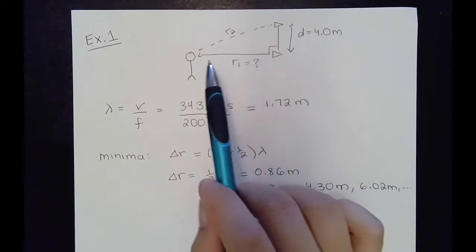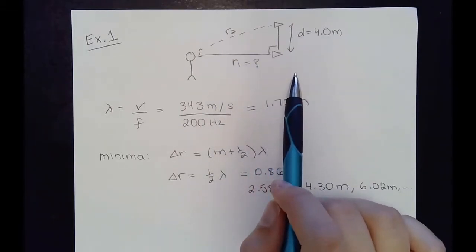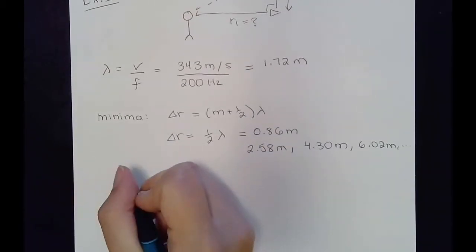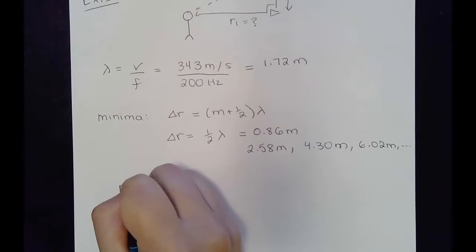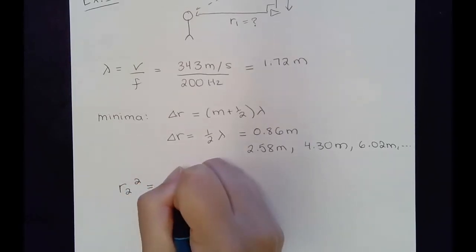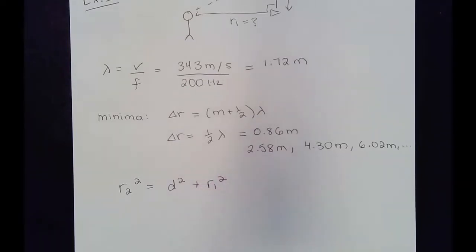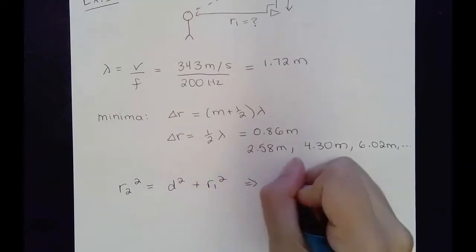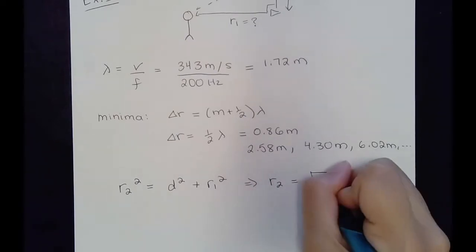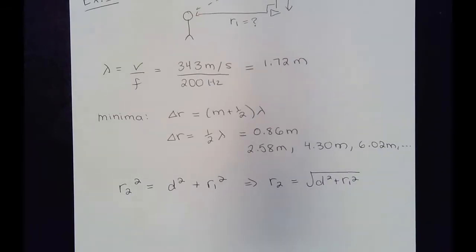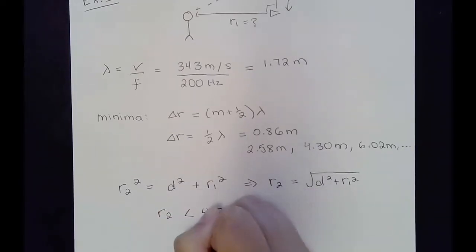Okay, let's look at this triangle. This is a right angle triangle, so this gives us some restrictions that we can use. Since it's a right angle triangle, we have the Pythagorean theorem first, so r2 squared, the hypotenuse, will be d squared plus r1 squared, adding the two sides. Then I could solve here for r2. It would be the root of d squared plus r1 squared. We also know that r2 is the hypotenuse, so we have to have r2 less than d plus r1, or 4 meters plus r1.